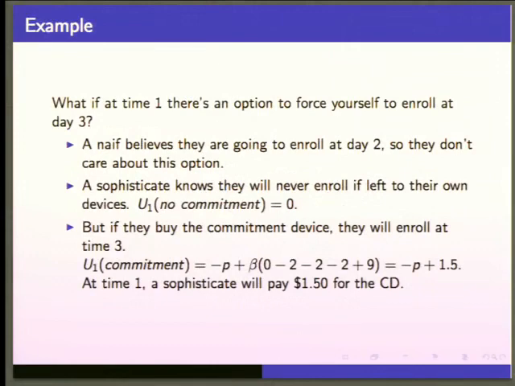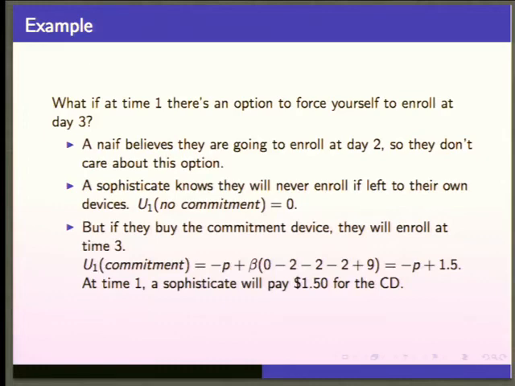All right. Okay, so what if at time 1 there's an option to force yourself to enroll at day 3? Remember, this is a commitment device. If somebody else offers it, it's a commitment device. However, it's an option; if you are forced to do it, then it's a nudge. Okay, so if at time 1 you have an option to take a commitment device, a naive, we'll assume fully naive, believes they're going to enroll at day 2, so they don't care about this option at all, because that's what the exponential discounter is going to do. The sophisticate knows they're never going to enroll if left to their own devices. However, if the sophisticate buys the commitment device, they're going to end up enrolling at time 3.